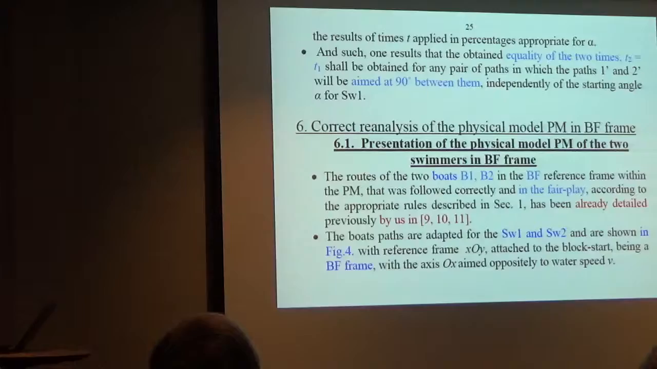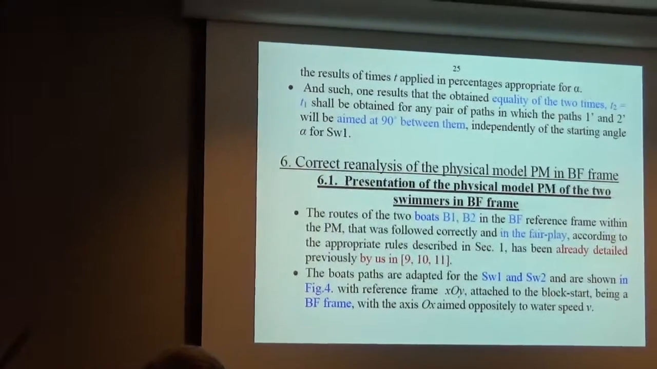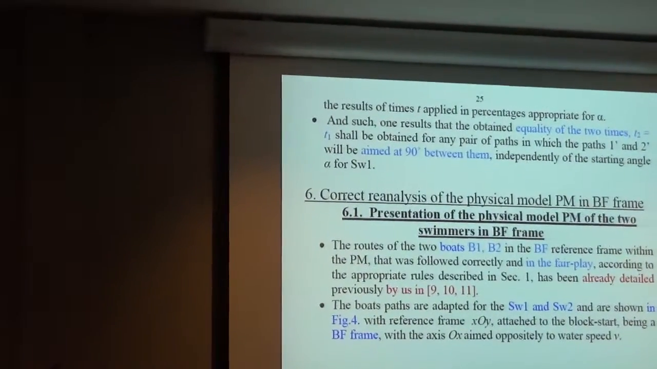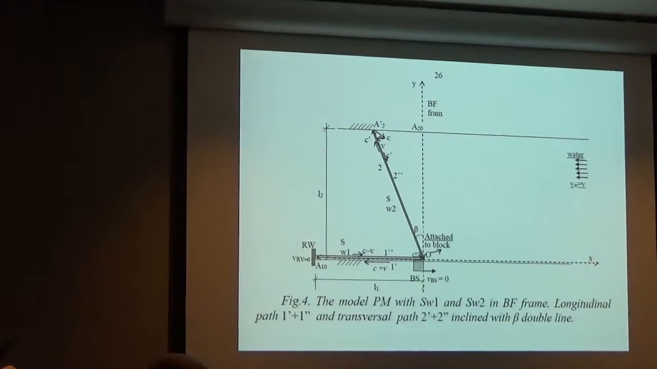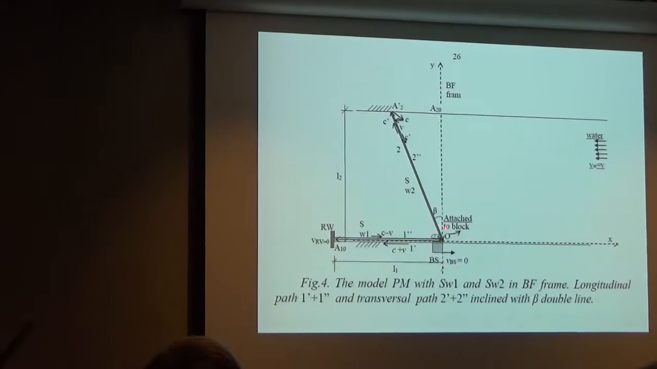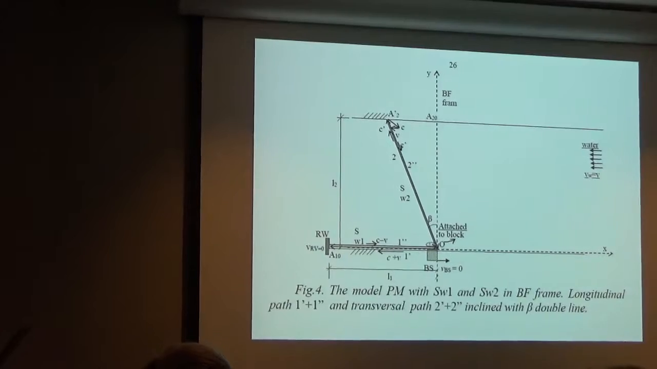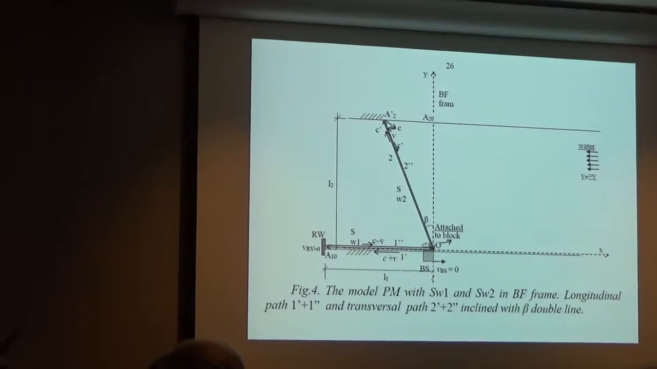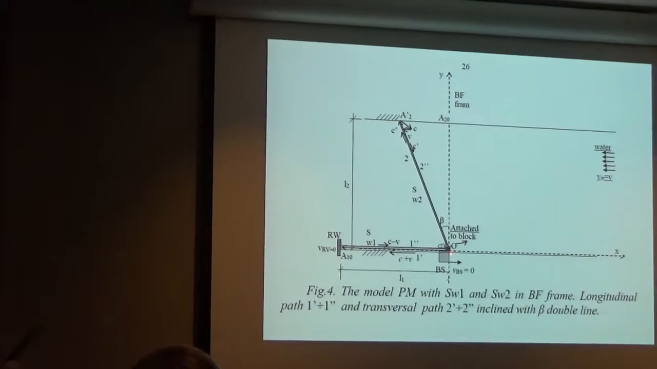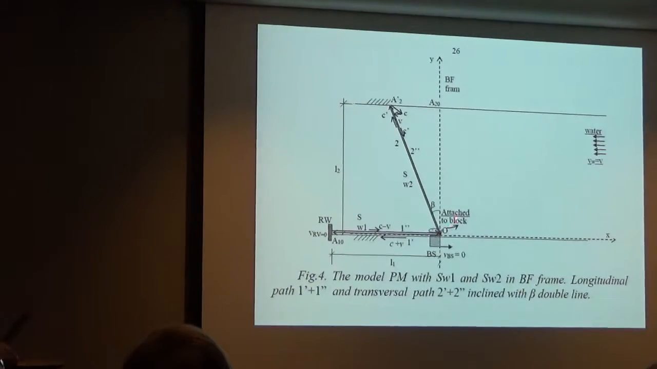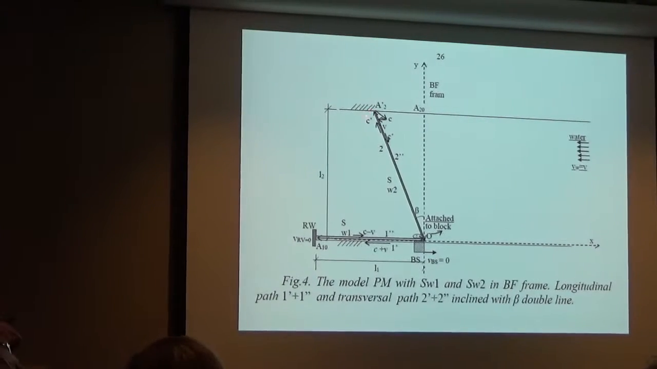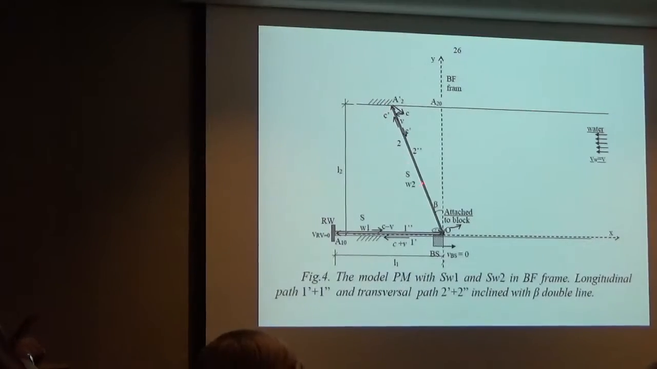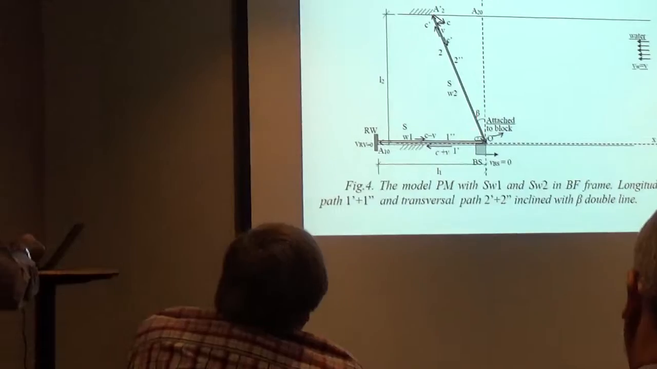We must make the correct reanalysis of the physical model in the block start frame. In this case, the system of reference will be attached to the block start or to the bank, and the path of swimmer number 2 will be this. When only water flows to the left and all the installation is fixed, then number 2 will make this path, a double line inclined with the angle alpha.